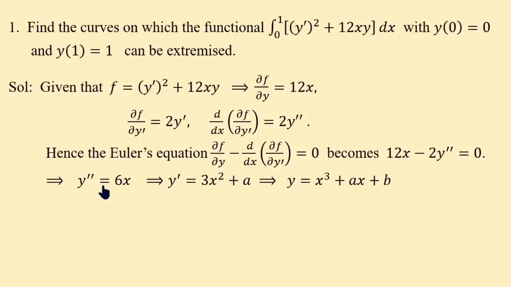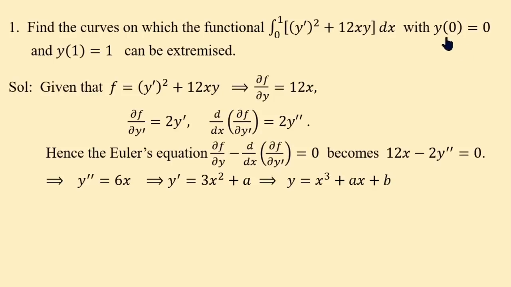Therefore, if you integrate y'', you will get y'. Integration of x is x squared by 2. Cancel 2, 3x squared plus an integrating constant, let it be a. Here y' is nothing but dy/dx. Again integrate, taking dx here, so you will get y. Integration of x squared is x cubed by 3, cancel 3, so x cubed. Integration of a with respect to x is ax plus an integrating constant b.